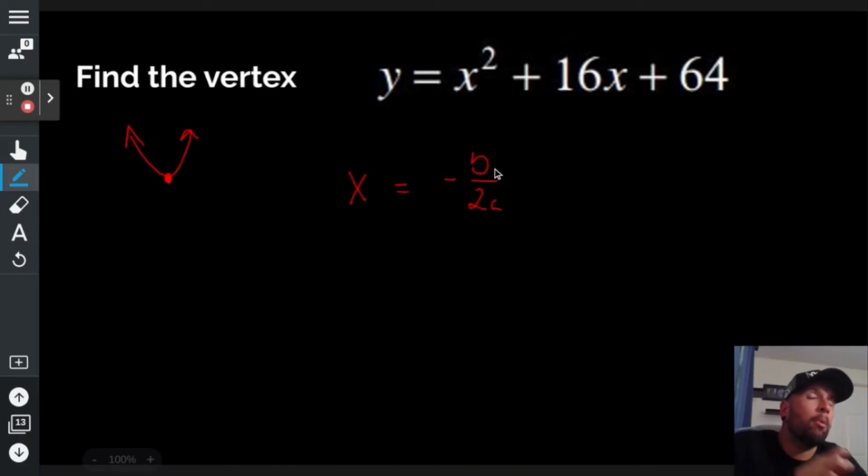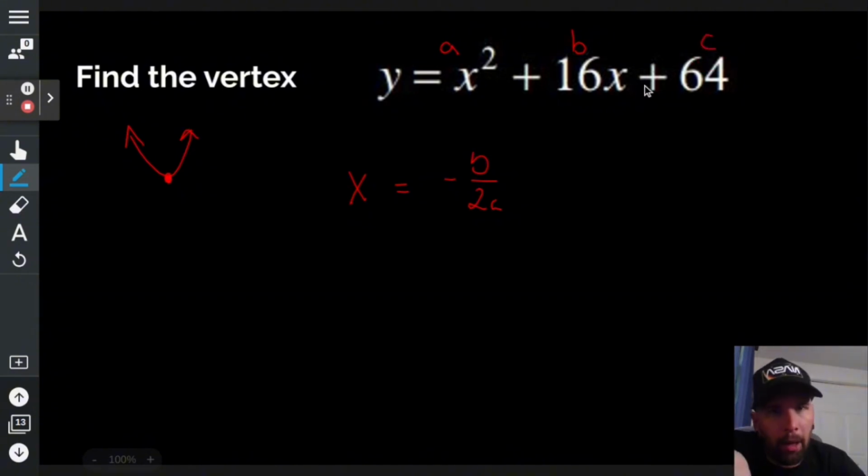Okay, now if you remember the quadratic formula, that should look a little familiar. We will do the quadratic formula in a little bit though. Now this is just the x value. What's b? What's a? B is the number in front of x. A is the number in front of x squared. And just for funsies, C would be 64, but we don't have to worry about that here.